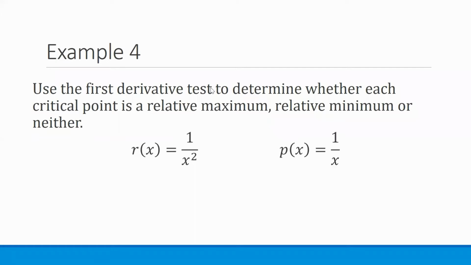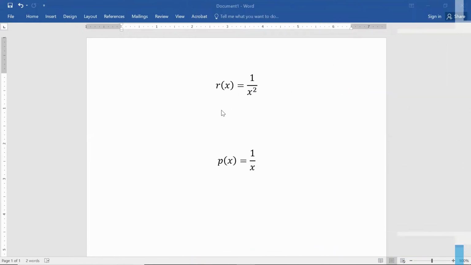Let's take a look at example 4. I want to use the first derivative test to determine whether each critical point that we can find is a relative maximum, relative minimum, or neither. I'm going to take these two rational functions, 1 over x squared and 1 over x. We are going to use the same techniques we did before.